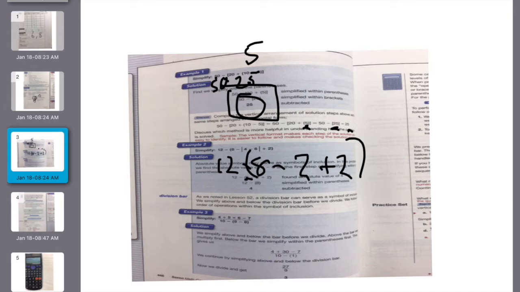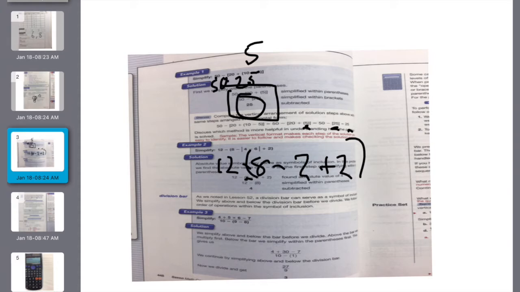It says, as we noted in lesson 52, a division bar can also serve as a symbol of inclusion. We simplify above and we simplify below the division bar before we actually do the division. So we follow order of operations within the symbols of inclusion.